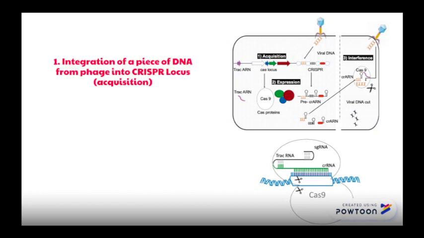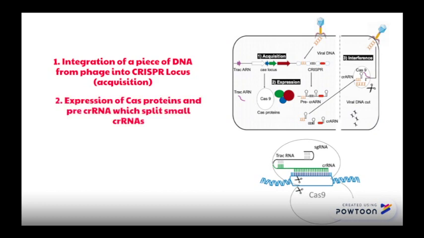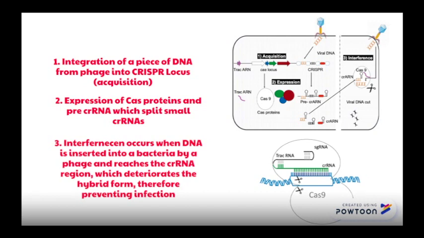Integration of a piece of DNA from phage into the CRISPR locus, acquisition. Two, expression of Cas proteins and pre-crRNA, which split into small crRNAs. And three, interference occurs when DNA is inserted into a bacterium by a phage and reaches the crRNA region, which deteriorates the hybrid form, therefore preventing infection.